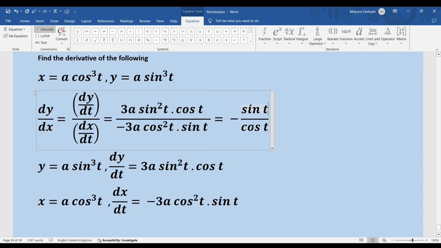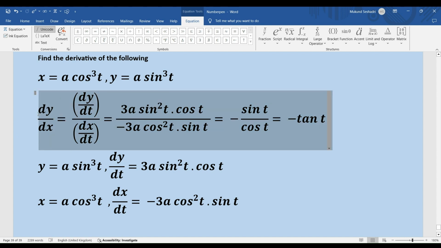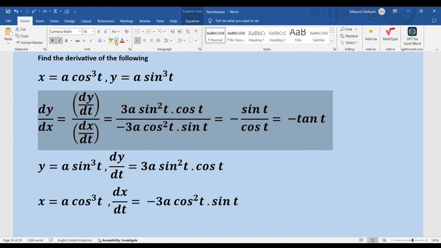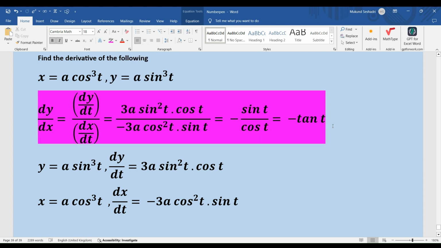Right, I hope you folks are with me. And I can further represent this as minus tan t, right? And in these problems, it is okay to leave our final answer in terms of t, right? Especially those equations which are parametric in nature, like the one we have on our screen right now. So there we have the final answer: dy by dx equals minus tan t, right? Let me highlight it in pink. Yeah, so there we go.